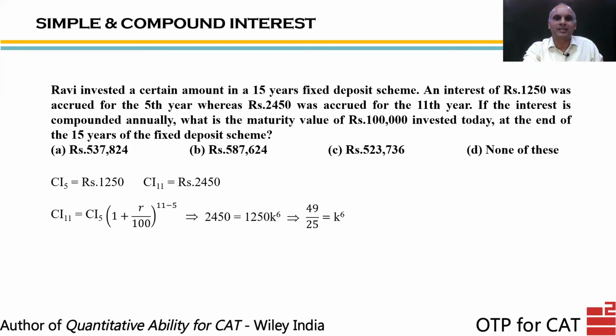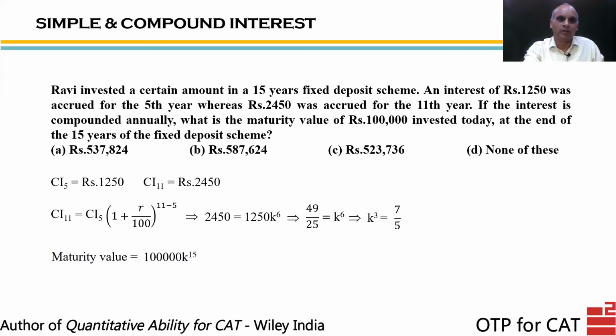that K to the power 6 is equal to 49 by 25. Now here I can do square root on both sides. Don't try to find a value of K, but do square root on both sides, we will get k cube is equal to 7 by 5. Now keep it at that. Don't solve further.